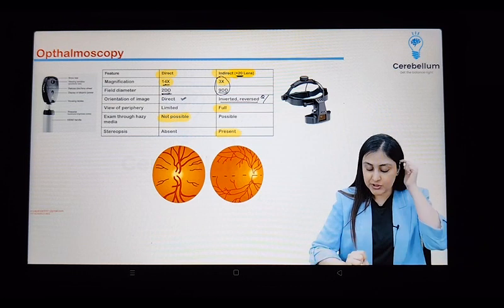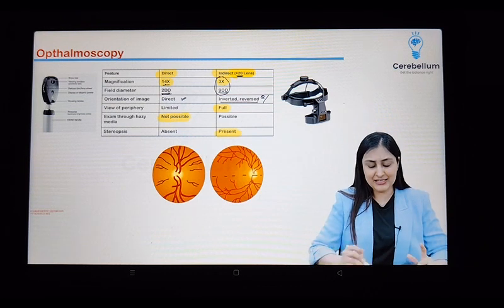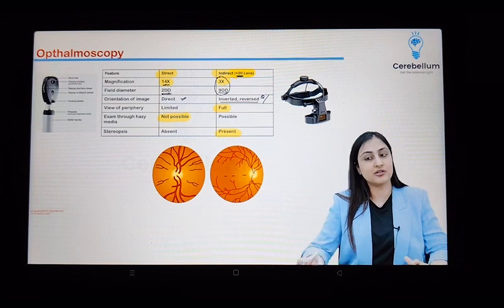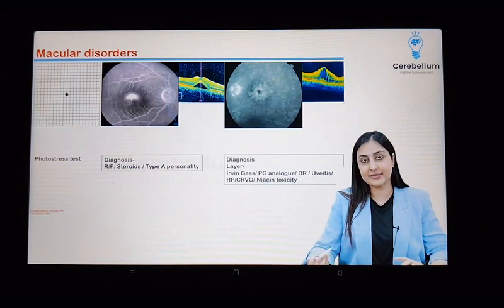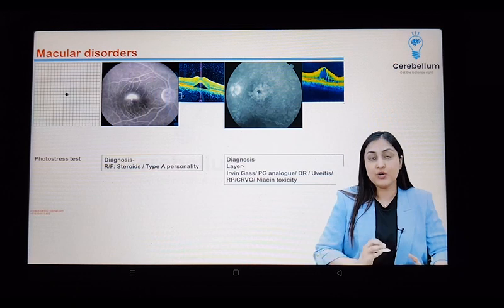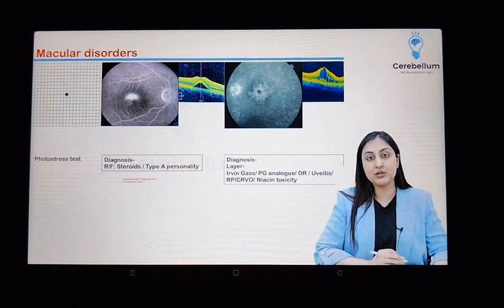So this is about the two ophthalmoscopy differences. In a nutshell, direct gives you a larger picture, which is what you want to remember. All of the images that we're going to be looking at are indirect. Before I show you the fundus spotters, I want you to know about macular disorders. Here you get a lot of questions.